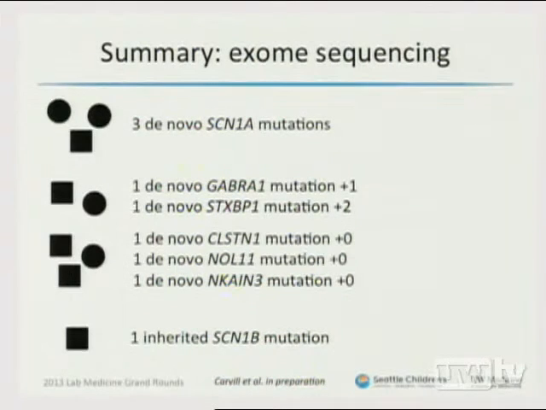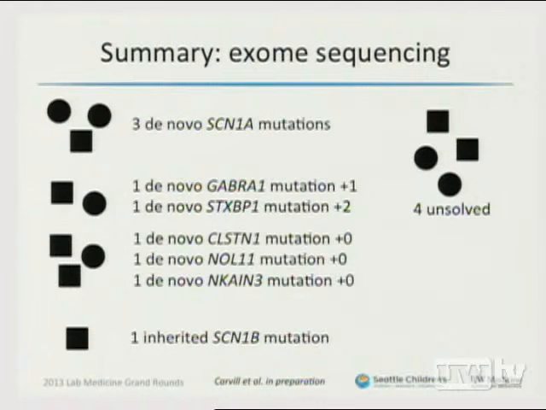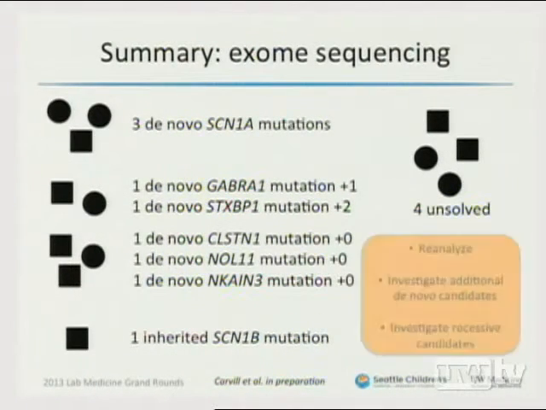And then in 1 patient, we didn't have any good de novo candidates, but we did find an inherited mutation in a known epilepsy gene, a mutation that's already been shown to affect the function of the gene. So we think that it's at least partially responsible for the phenotype in this patient. And then we have 4 patients that we haven't solved yet. So we're still working on it.